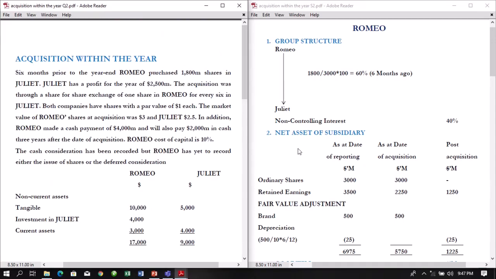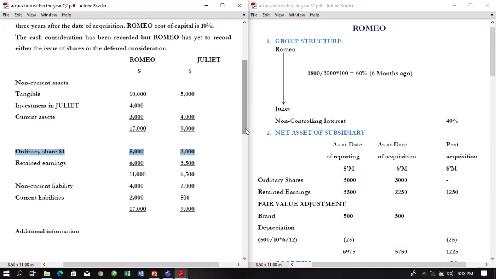Now the next thing is to determine the net asset of subsidiary, and I will be showing this both at the date of reporting and at the date of acquisition. And don't forget, the difference between date of reporting and date of acquisition will definitely give me post acquisition. So coming back to my question, I will come down here under equity, and I can see clearly that my ordinary shares under Juliet is 3,000. Coming here, I put 3,000 here.